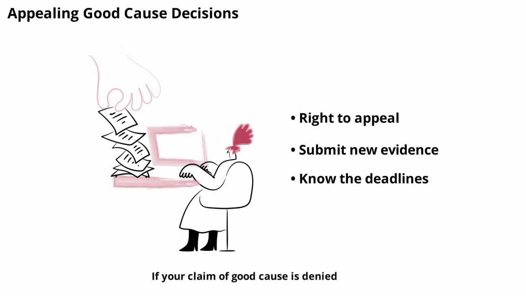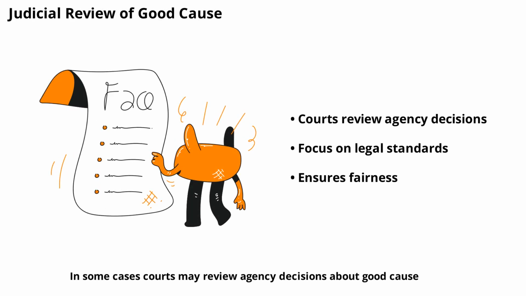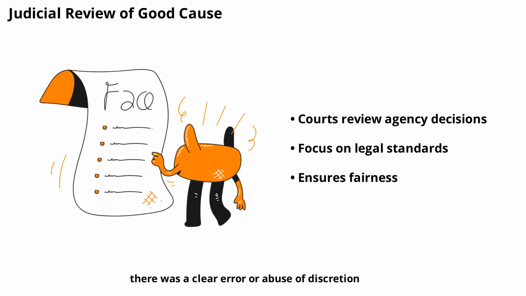If your claim of good cause is denied, you often have the right to appeal. The appeals process varies by state and agency, but generally involves submitting additional evidence or arguments to a higher authority. Understanding the appeals process and deadlines is crucial if you want to challenge a decision. In some cases, courts may review agency decisions about good cause. Judicial review typically focuses on whether the agency followed the law and applied the correct standards. Courts usually defer to the agency's judgment unless there was a clear error or abuse of discretion. This process helps ensure fairness and accountability in state decision-making.